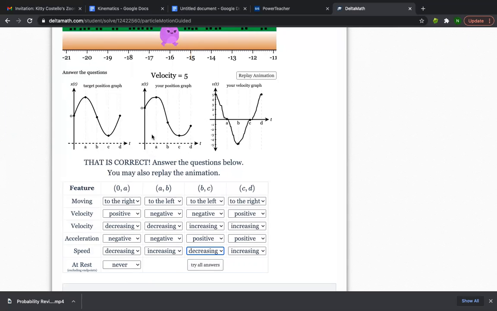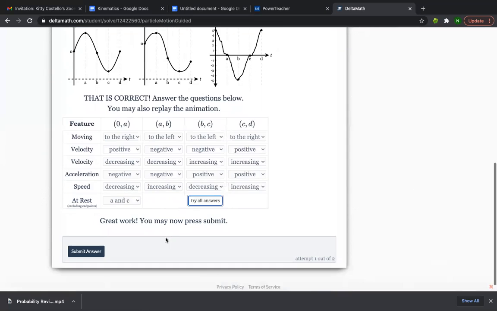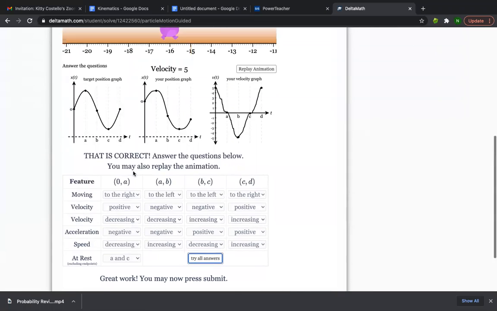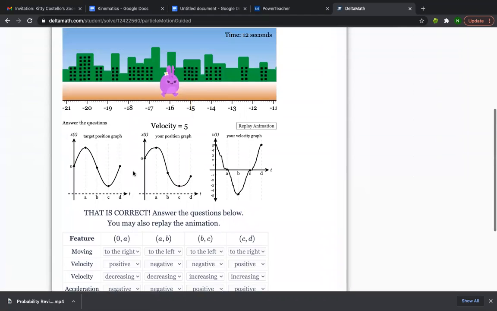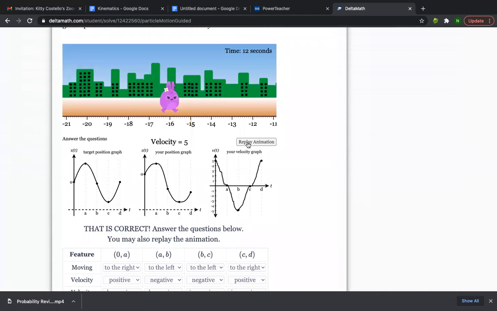Now, the points where it's at rest are the times where the velocity is 0. The only times where the velocity is 0 are at A and C. And so that's it. Now, I know that seems like a lot of information and a lot of practice, but I think this really helps you get a feeling for what all of these different things mean and how they relate.